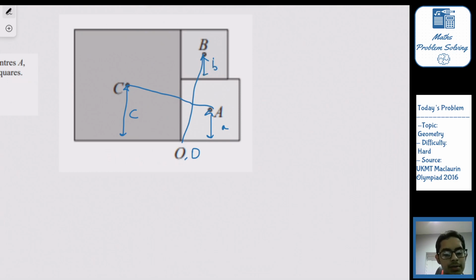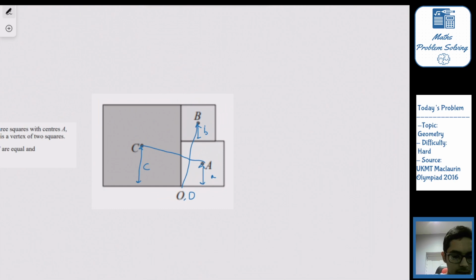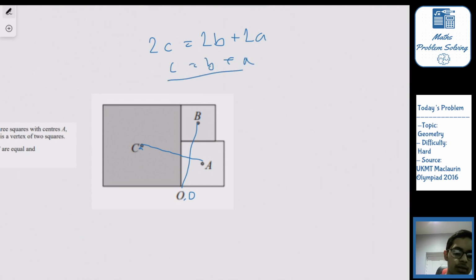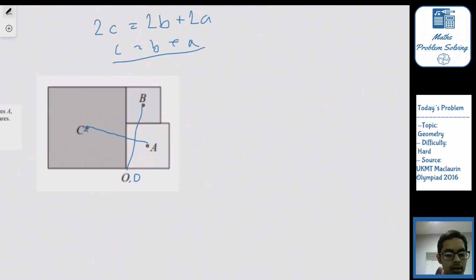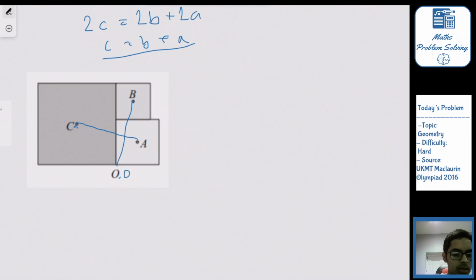Okay, so the relationship which we have between A, B, and C is that if we extend this line up here, and likewise with the other two, we can derive that 2C equals 2B plus 2A, meaning C equals B plus A. Okay, so now that we know that C equals B plus A, we can hopefully move forward a bit in our question. So now we can express points A, B, and C.